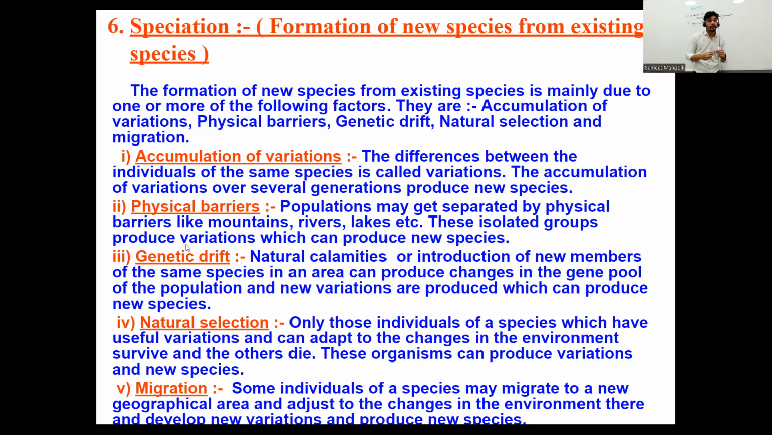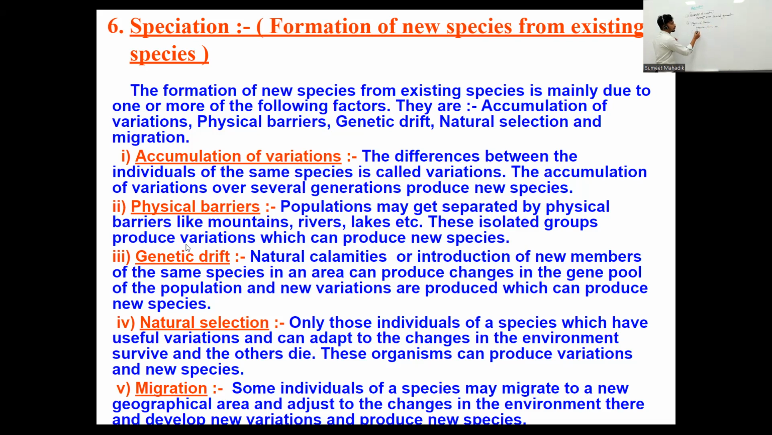I gave the example of state change, right? Climatic changes. So populations may get separated by physical barriers like mountains, rivers, lakes. These isolated groups produce a variation which can produce a new species. Okay, like what are the barriers? Like mountains, rivers, and lakes.